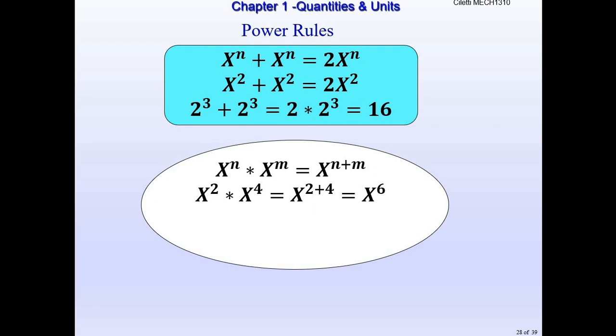Okay, notice we're multiplying and not adding the bases in this case. We are adding the exponents. All right, let's do it with numbers. We have 3 squared times 3 to the 5th. That equals 3 to the 2 plus 5, which is 3 to the 7th, which is 2,187.